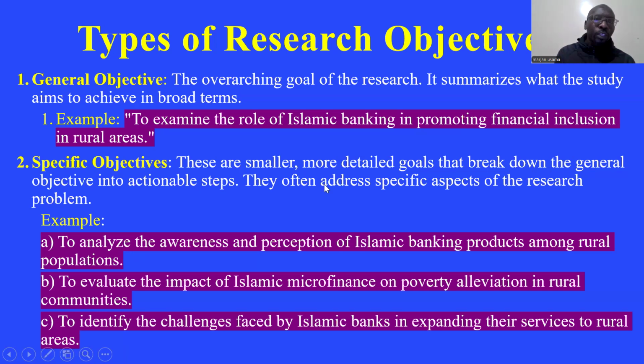For example, to analyze the awareness and perception of Islamic banking products among rural population. So here you are analyzing the awareness and perception. Number two, to evaluate the impact of microfinance on poverty alleviation. So here it's all about the impact of microfinance. Then three, to identify the challenges faced by Islamic banks in expanding their service. So these are the specific objectives that are related to the general objective. These specific objectives are going to help us to do what? To achieve the general objective.